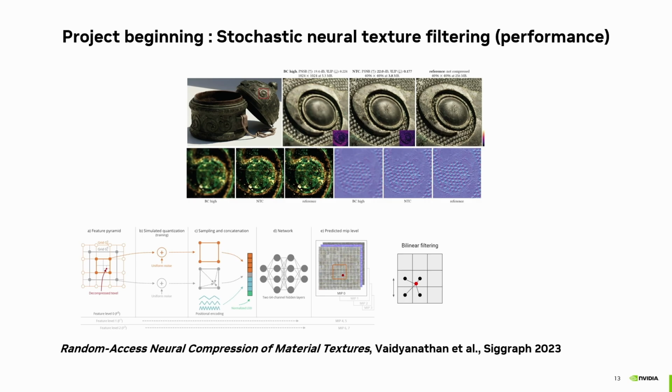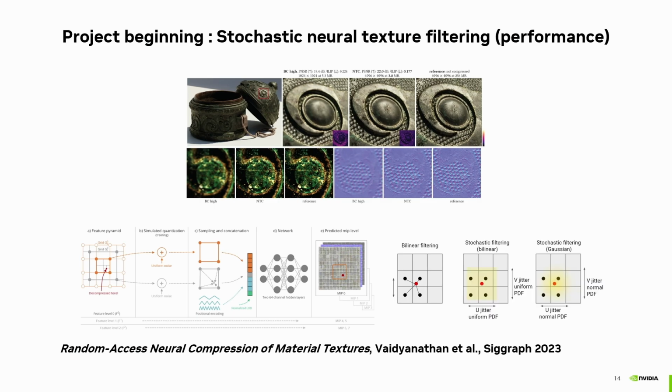However, we have a problem: this representation obviously is a new compression format. It does not support bilinear or trilinear filtering, and we would not want to pay the cost of 8 times the loads for a trilinear filter. So instead, what we did is the stochastic filtering approach, where we jitter the UVs and then follow it by nearest neighbor sampling. I'll describe this approach in more detail in a second.